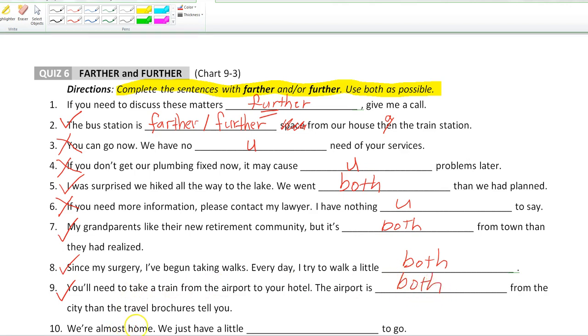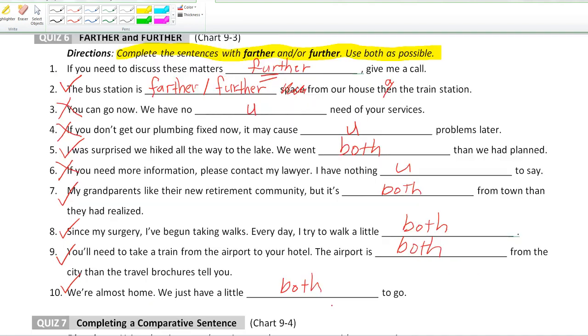And then we're almost home. We just have a little blank to go. Okay, this is also distance, so either one of them is correct. I hope you guys got that.